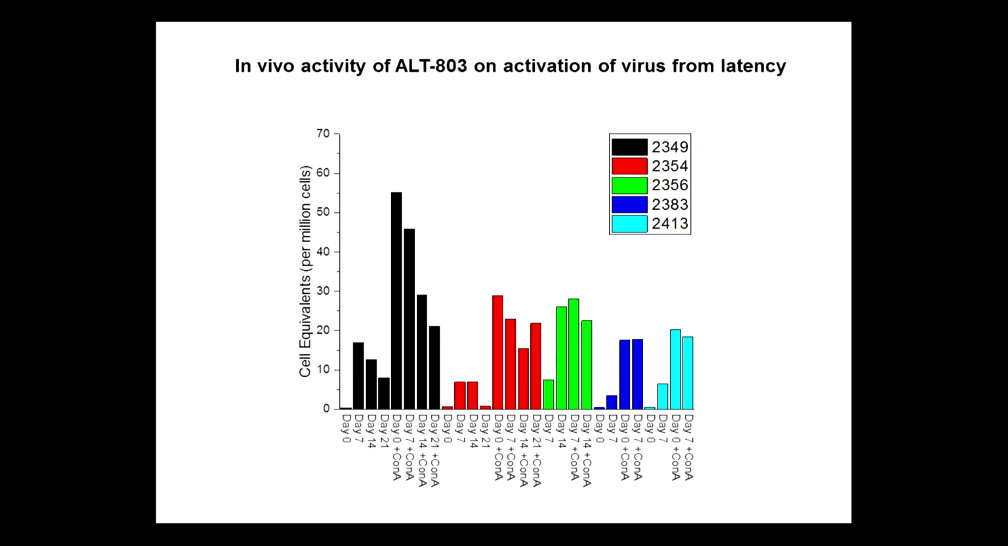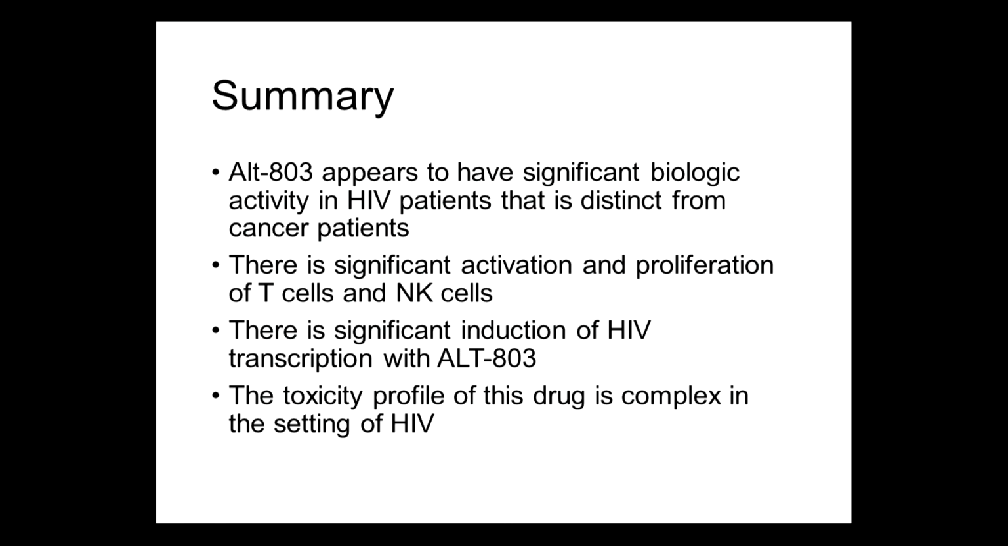So in summary, ALT-803 appears to have significant biologic activity in HIV patients that is distinct from cancer patients, significant activation and proliferation of T cells and NK cells, but interestingly enough, I'm not overwhelmed with the CD4 activation that's occurring here. But there is significant induction of HIV transcription.